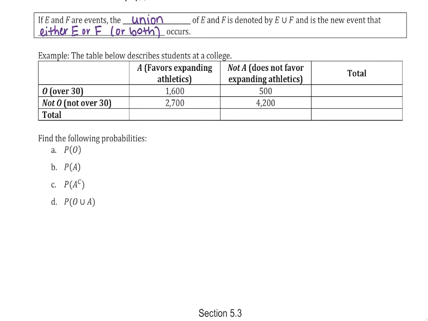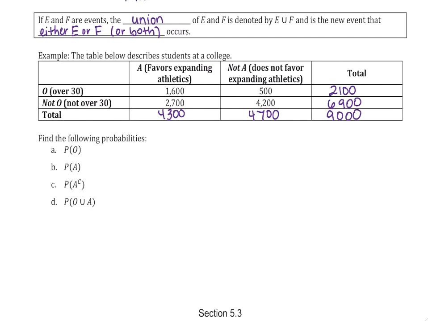So let's look at the students who are over 30 and not over 30 and how they either favor or do not favor expanding athletics. So we have our two-way table. First thing we should do is get our totals. This time we have exactly 9,000 students. I'm not real sure why the other table had an extra 10, but that's all right.